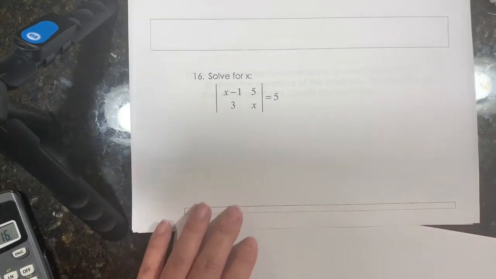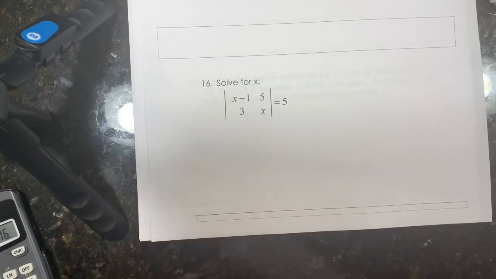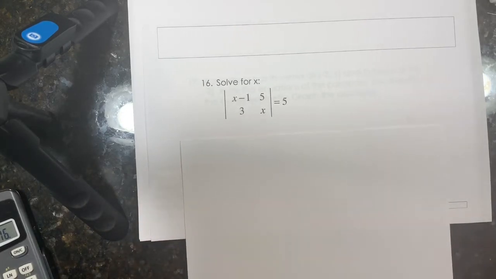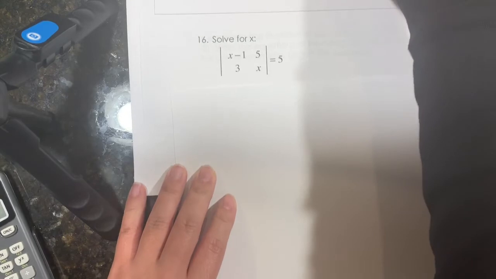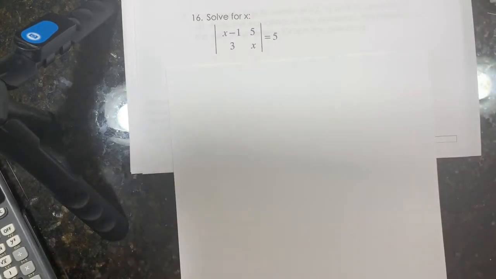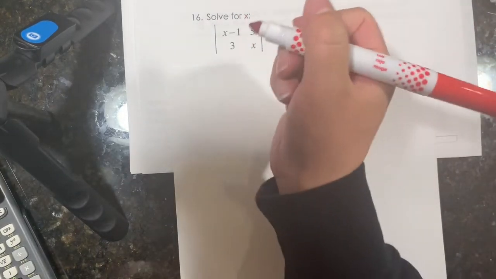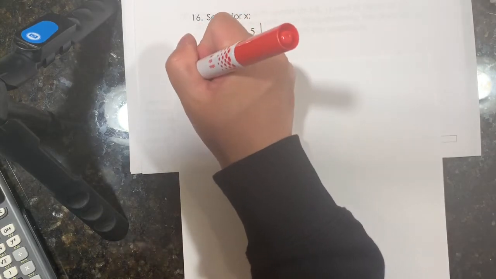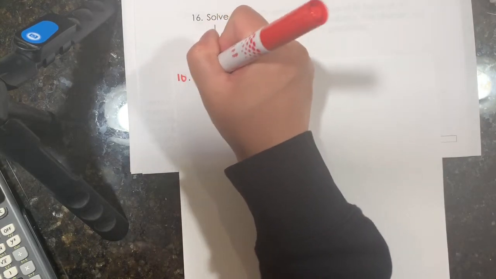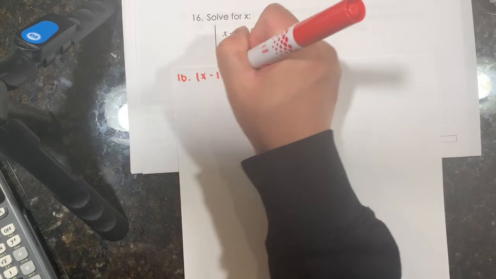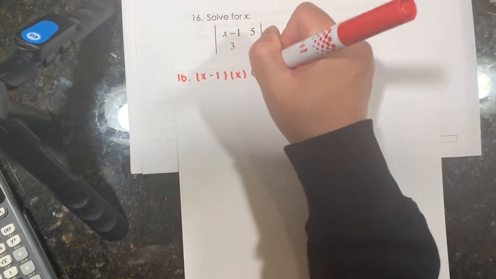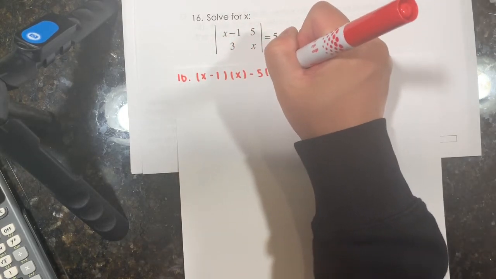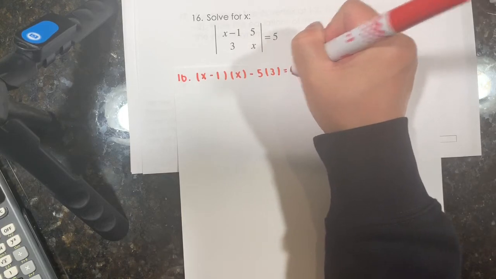So this one we're just evaluating for our matrix. So it's basically what we did today. We're going to be starting with the top left times bottom right. So for number 16, we'd have x minus 1 times x minus 5 times 3 equals 5.